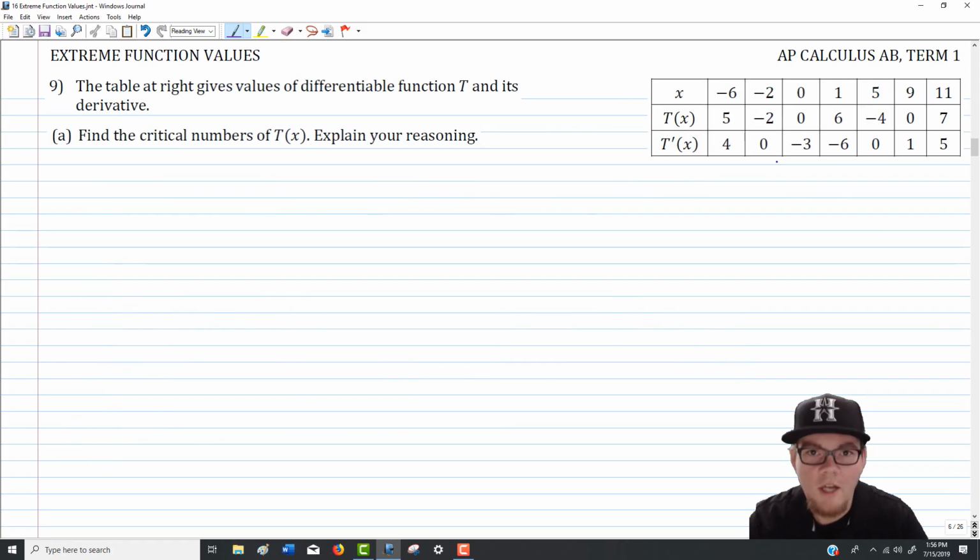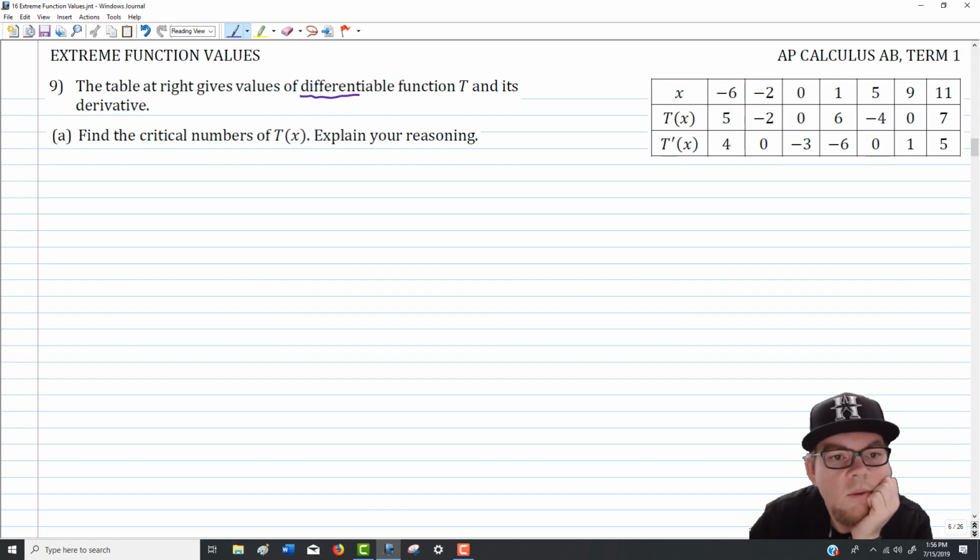Okay, next we move on to question number 9. Question number 9, one of my favorite types of questions out there, is the table-based function, the numerically presented function. And as it says in our instructions for 9, the table at right gives values of differentiable function t and its derivative, which is t prime of x. 9a then asks us to find the critical numbers of t of x.